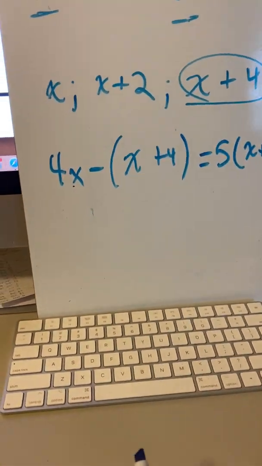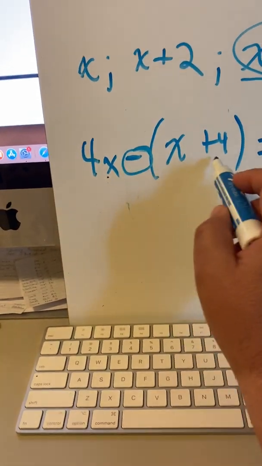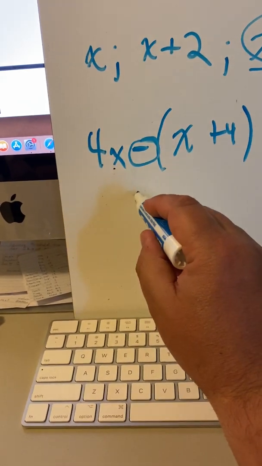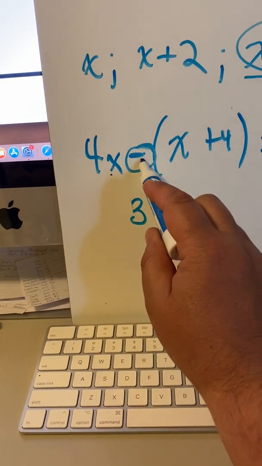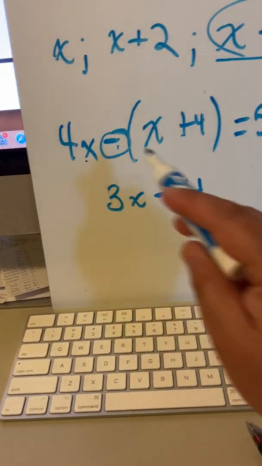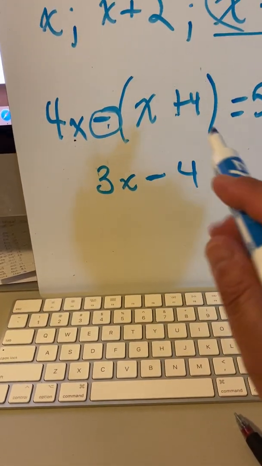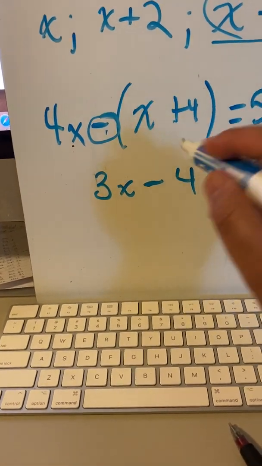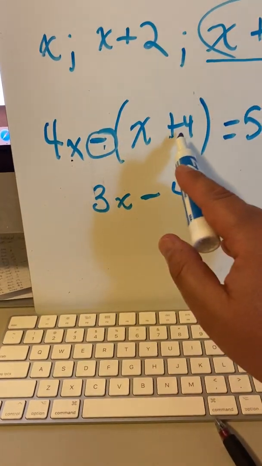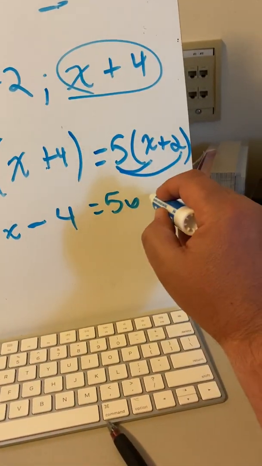Okay, let's solve this sucker. Be very careful here. This negative sign needs to get distributed throughout this whole thing. What is 4x minus x? It turns into 3x, but the negative changes the plus sign into a negative 4. Be very careful there. The problem itself is not that horrible. Consecutive integers, not horrible. It's being able to work from there. That's the tough one. Okay, so 4x minus 1x is 3x, minus 4 is equal to 5 times x is 5x, 5 times 2 is 10.